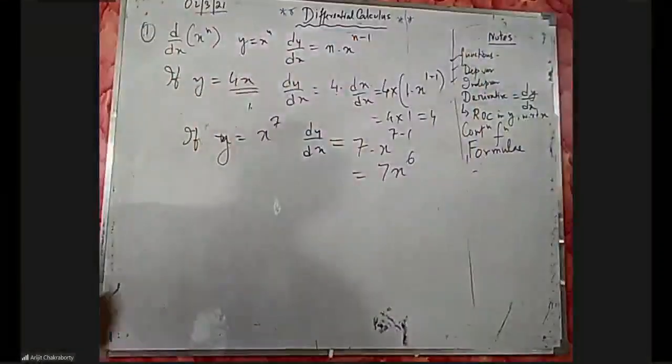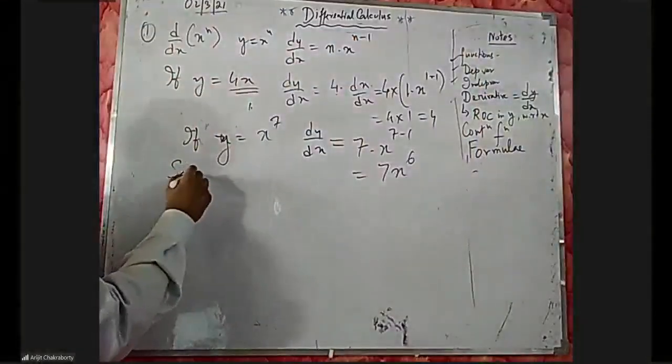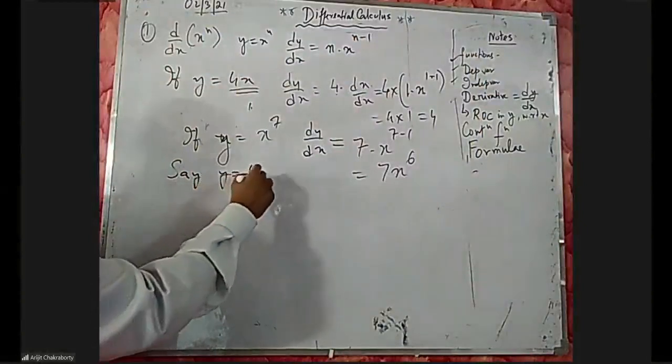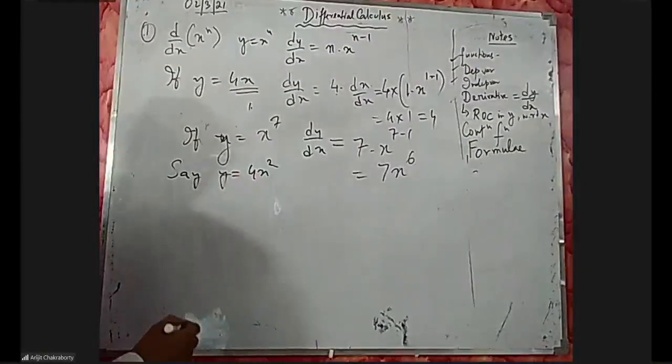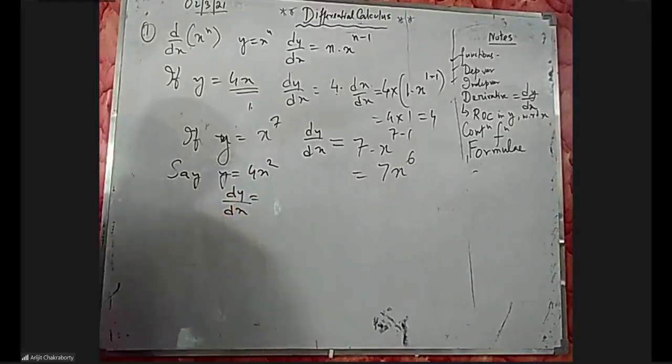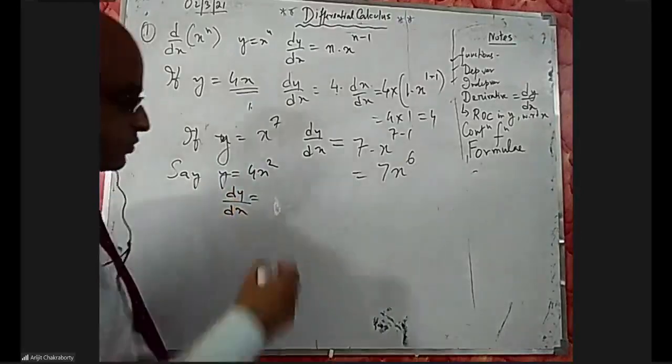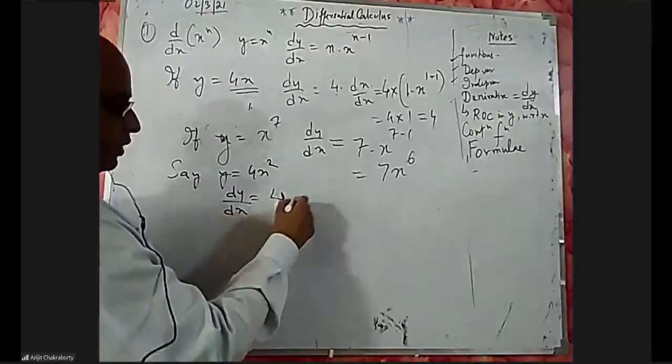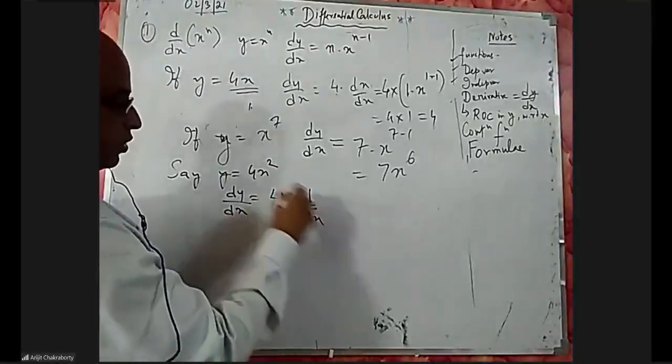Similarly, if I take another example, say y is equal to 4x square, so dy by dx is how much? We will write 4 first, and then we write d dx of x square.